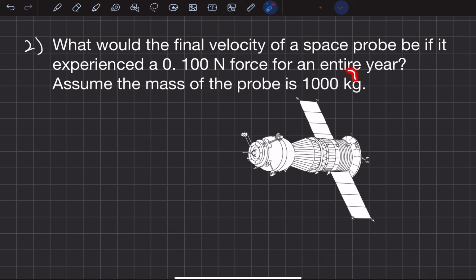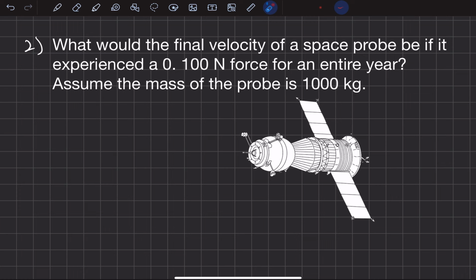What I want to point out is that this is a really heavy object. 1,000 kilograms, it's pretty heavy. And this force is really small. This force is incredibly small. So the force is really small, and the object is really large. Its acceleration is not going to be that high. We can use Newton's second law to figure that out.